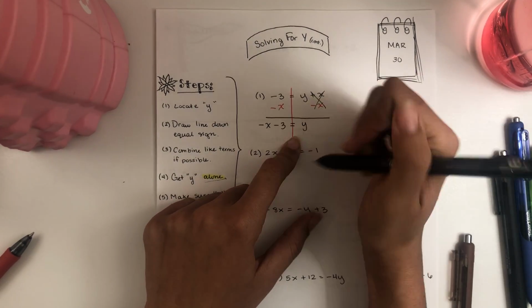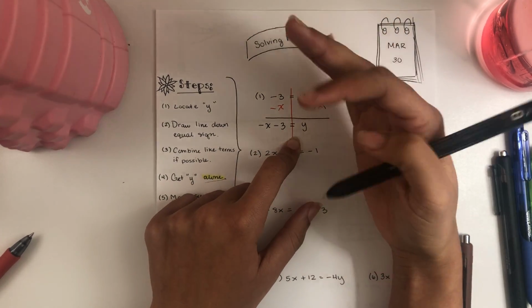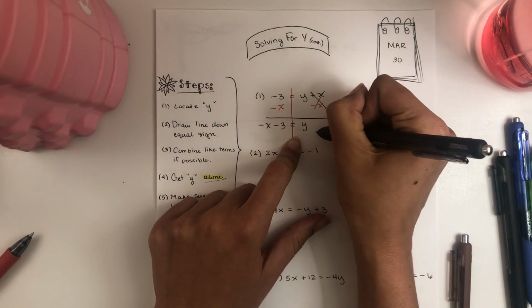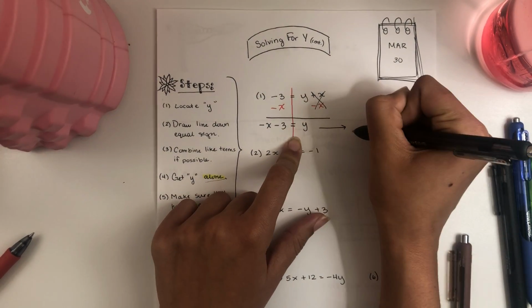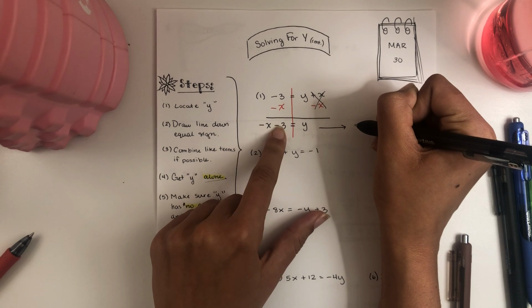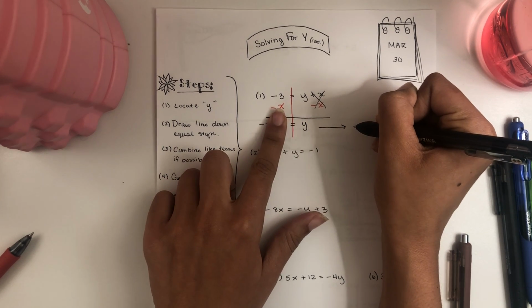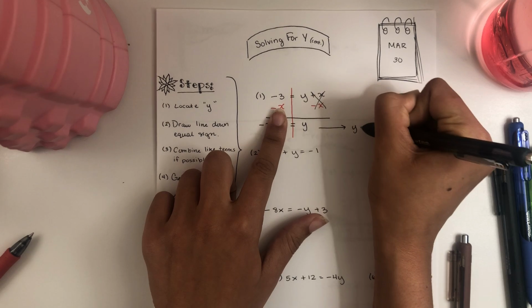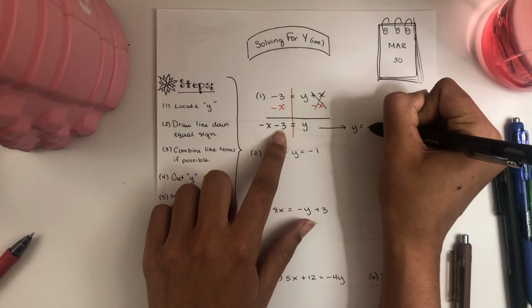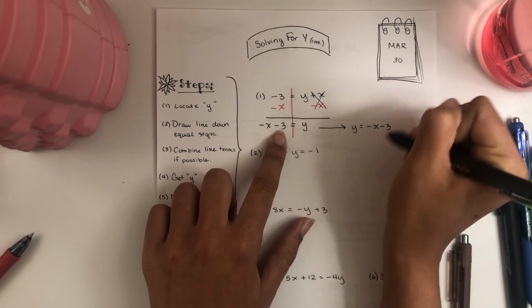If I want to make this answer proper, which is going to help us for our next unit, the way that I would write my final answer is instead of -x minus 3 equals y, I'm going to write y first and then equals -x minus 3.